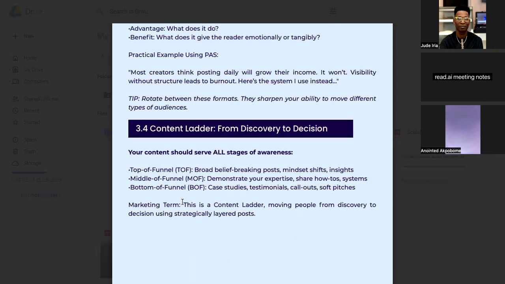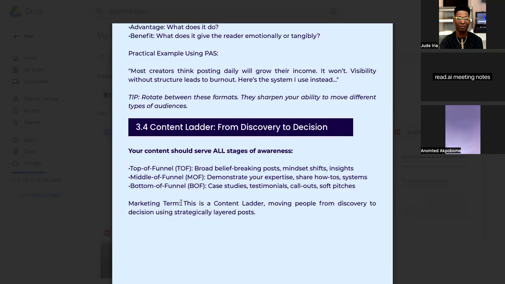Then 3.4, we have content ladders from discovery to decision. Your content should serve all stages of awareness. Top of funnel: broaden beliefs, with breaking posts, mindset shifts, and insight. Then middle of funnel: demonstrate your expertise, show how your systems work. Then bottom of funnel: case studies, testimonials, callouts, soft pitches, or the likes of that.